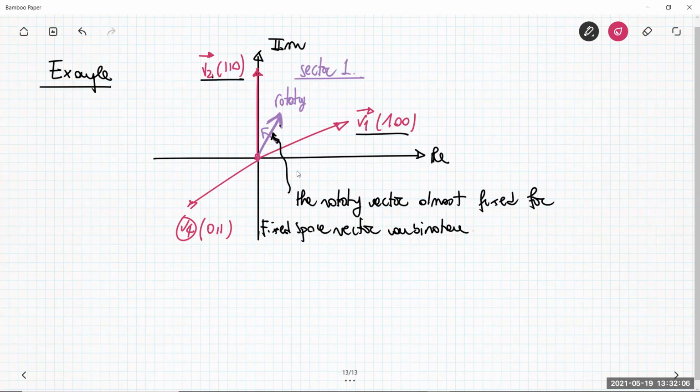So in order to minimize the dissipation and increase the efficiency, it is always convenient to synthesize the rotating vector using adjacent vectors, the vectors that bound the sector in which the rotating vector is moving. Here the rotating vector is moving inside sector 1, and the vectors that bound sector 1 are V2 and V1. So in order to synthesize this vector, I use V1 and V2. What does it mean using V1 and V2?